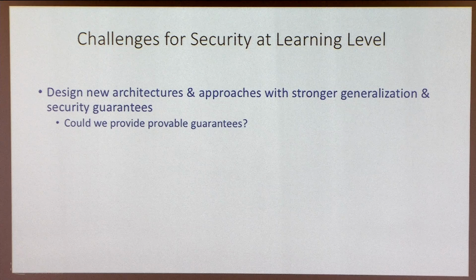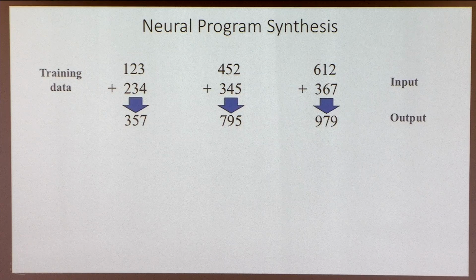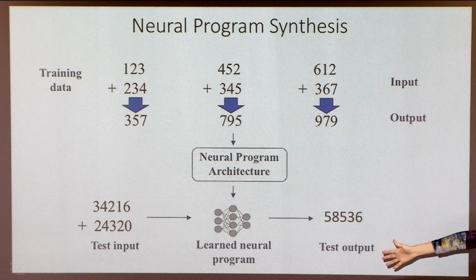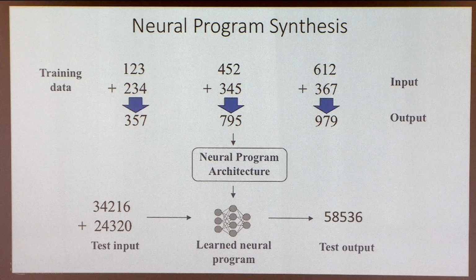Here, I'll just give you one example of some of our recent work to demonstrate. The example domain of our work in this setting is a limited domain called neural program synthesis, where essentially we are trying to learn neural networks that will perform certain programming tasks. This is an example of addition, where you provide examples of addition, and then you design some kind of neural program architecture. When trained with the training data, you get a learned neural program, which can then perform, in this case, the addition task. So when you give it a new test input, it can produce the test outputs.